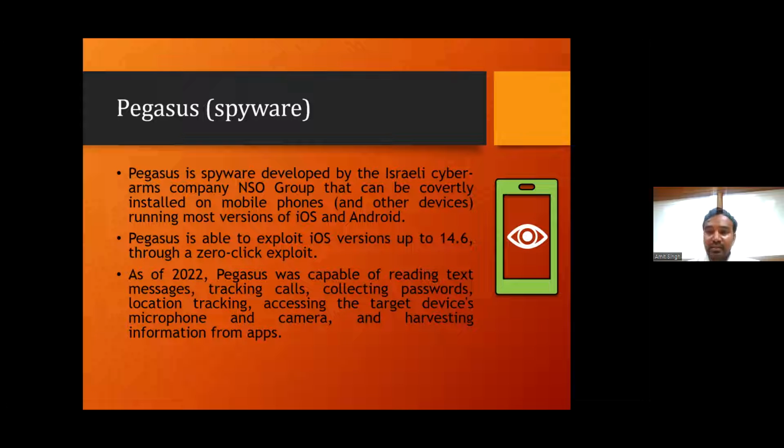Coming to a very popular spyware which happened in 2020 and 21. So that is Pegasus. Has anyone heard about this? It is an Israeli-made spyware, and it is only for government agencies. So does anyone know anything about this? Please, you can unmute your mic and share your thoughts, or you can write on your chat.